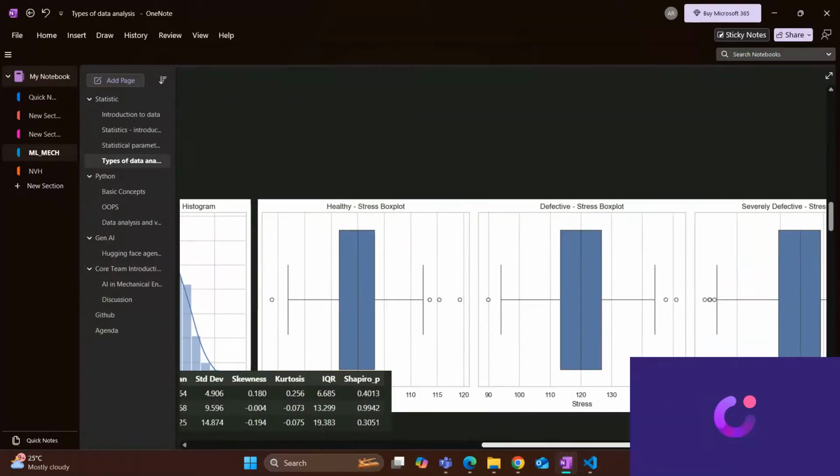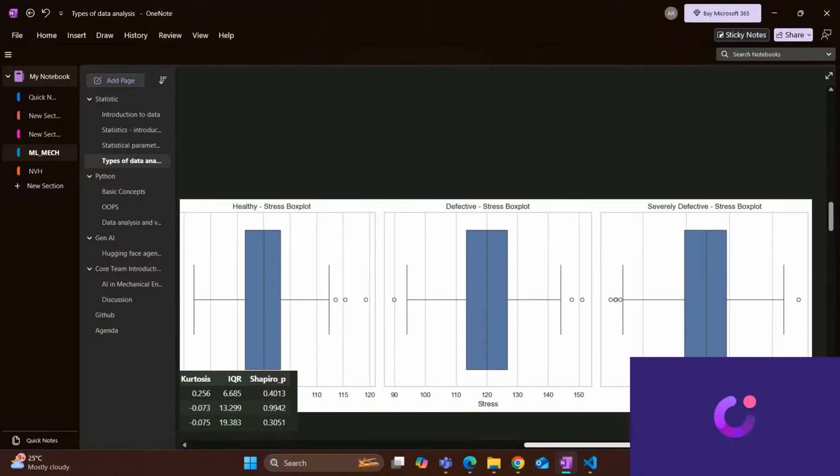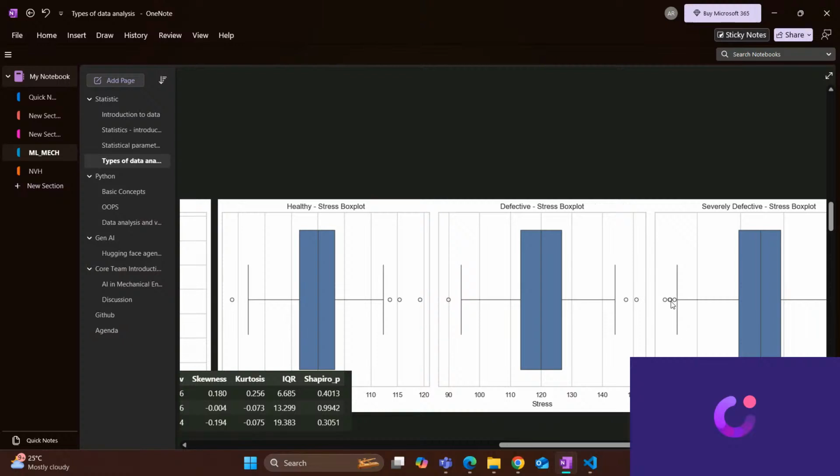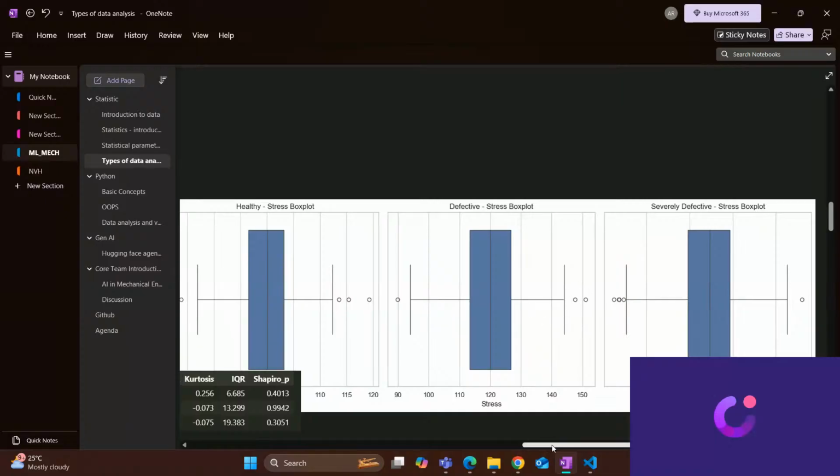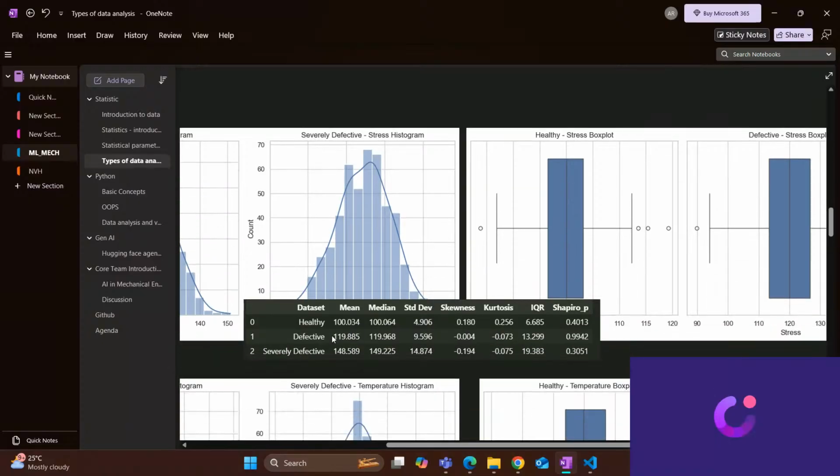and even see in box plots how it is varying. You can see this skewness here. With more outliers here, you can see how the skewness is shifting towards the left side. Here the skewness is shifting towards the other side because the data is here. And these are the mean, median, mode, or statistical parameters which we analyze for healthy, defective, and severely defective data, and how the kurtosis is changing.